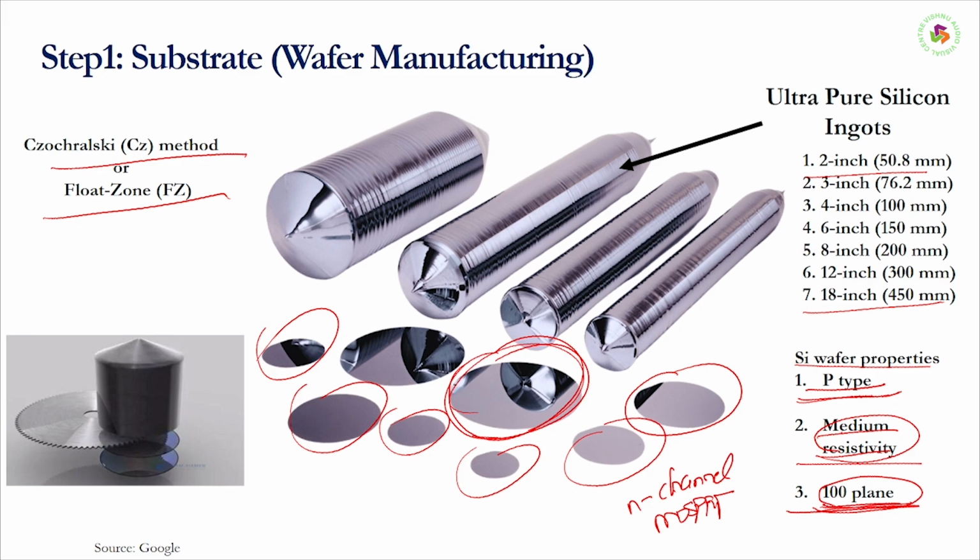So that is about the silicon wafer. So now you know how you can manufacture it. The first one is to take sand, that is the silica sand, and convert it into metal graded silicon, which is not of pure form. Then it is converted into electronic graded silicon by using the CZ method or a float zone method. So these are the different sizes of your ingots. And if we want to fabricate an n-channel MOSFET, we need to choose a p-type substrate, which has medium resistivity with the 100 plane.